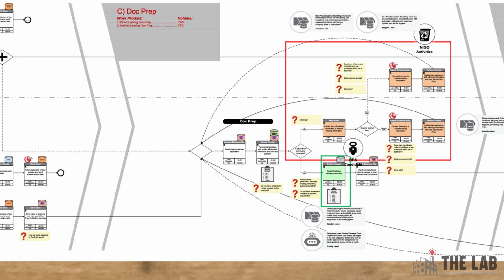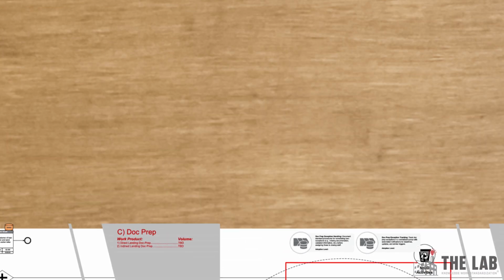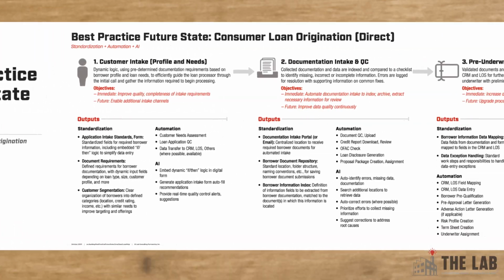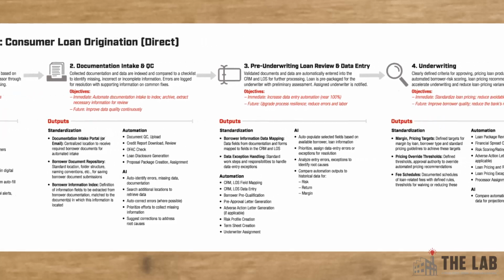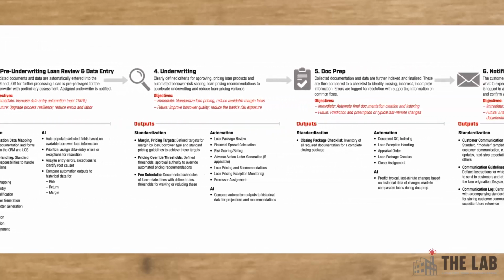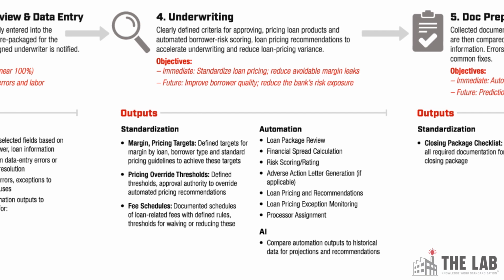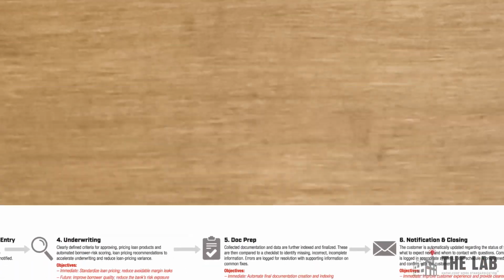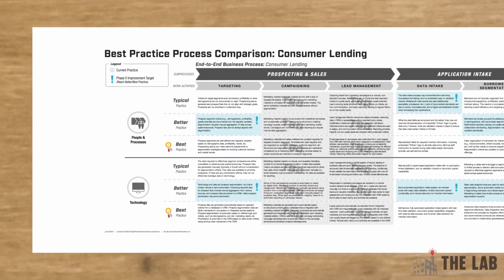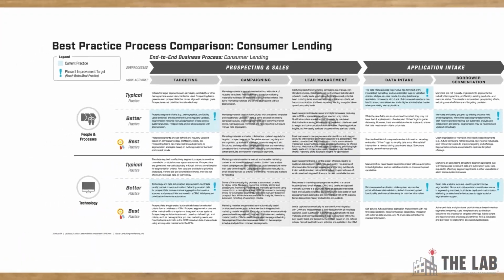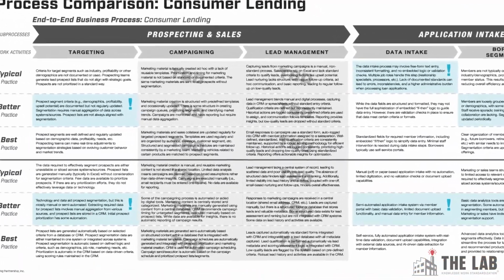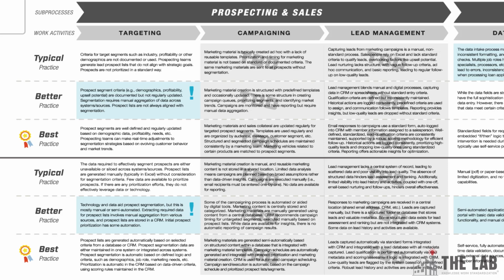Along with your current state process map, you also get a best practice future state template like this one drawn from the lab's industry-leading knowledge base. For each phase of consumer lending, it includes best practice outputs for standardization, automation, and AI. You also get a best practice comparison to see how your bank or credit union stacks up against each best practice. Here, it's divided into typical, better, and best with callouts for areas that require the most urgent attention.